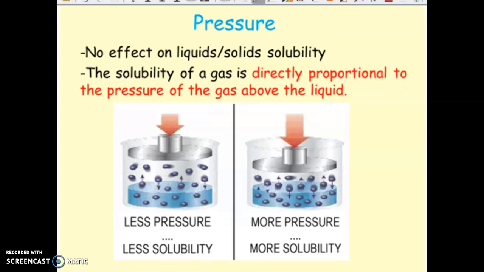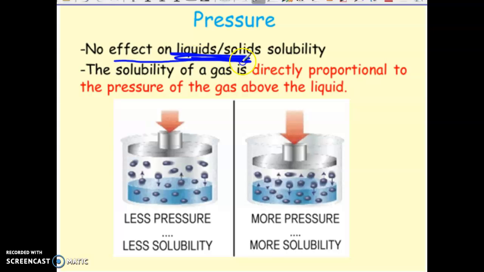So pressure's impact. Pressure does not affect solids and liquids. It only truly has an effect on gas. Our last unit in this course is actually focusing on gas and the chemistry involved with gases, so we're going to discuss this more in depth when we get to that. But essentially, if you have a gas, the higher the pressure is, the more you're able to have the gas go into a liquid. Remember, we're always referring to a liquid solvent here. So the higher the pressure, the more solubility.